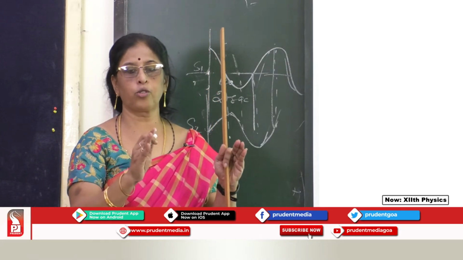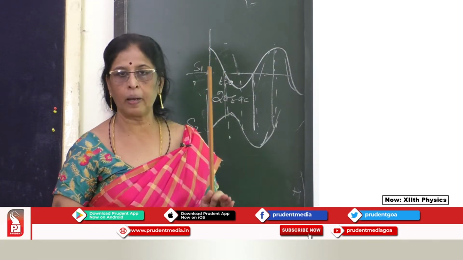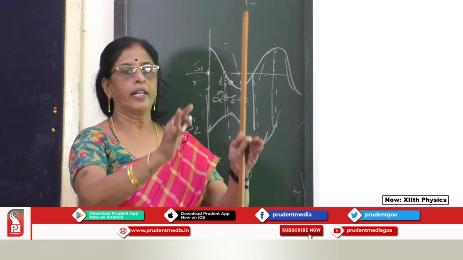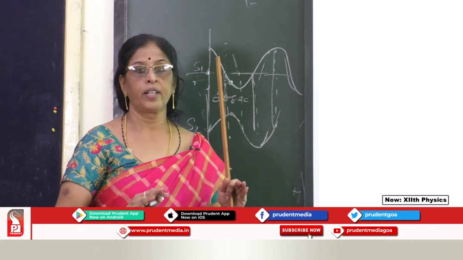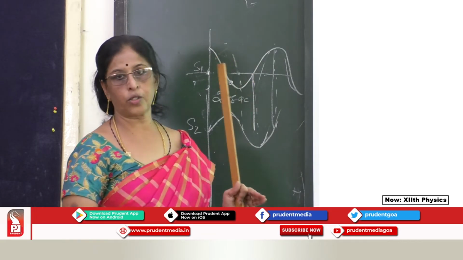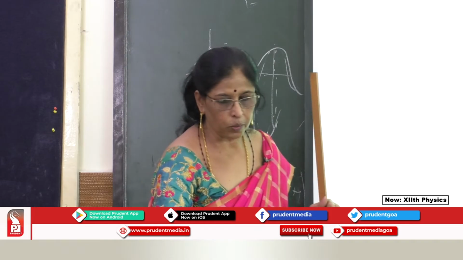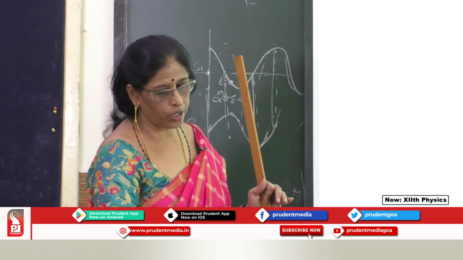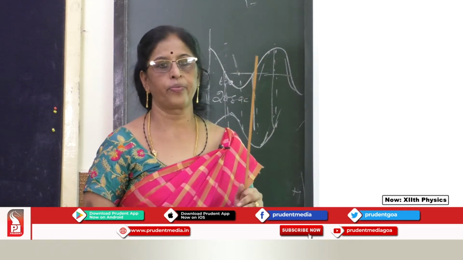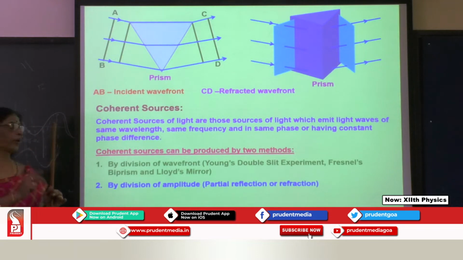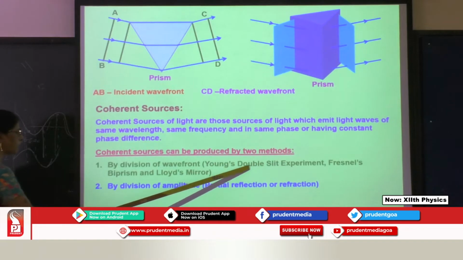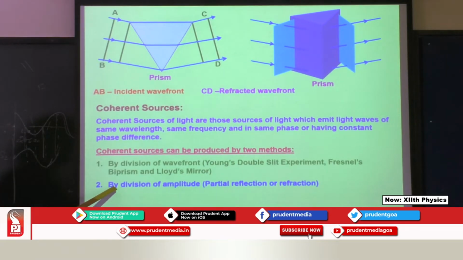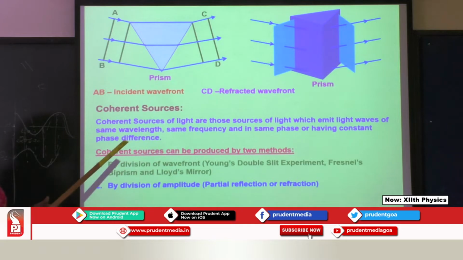So when two sources, two waves, are traveling in a medium, and throughout the travel they have a constant phase difference, then we say they are coherent sources. Okay. So now I'll move to the next one. Coherent sources can be produced in two ways. We can divide the wavefront, using a double slit experiment, I'll explain, or by the division of amplitude, partial deflection and refraction.